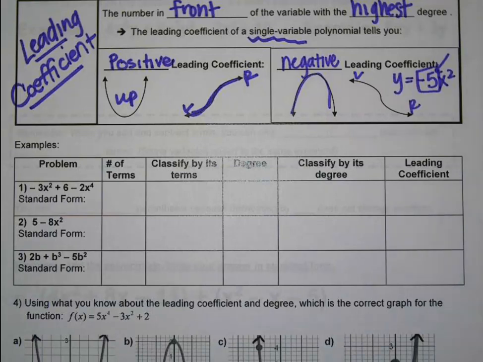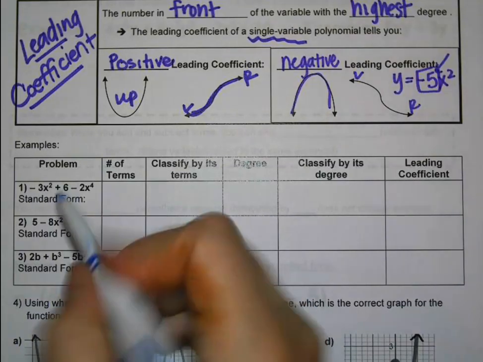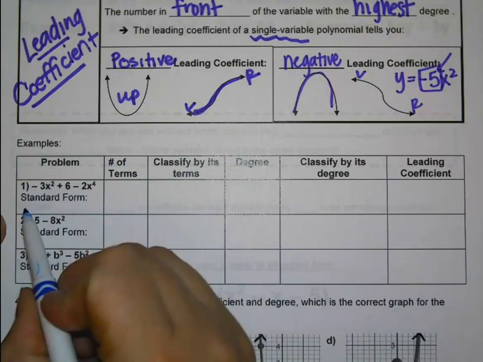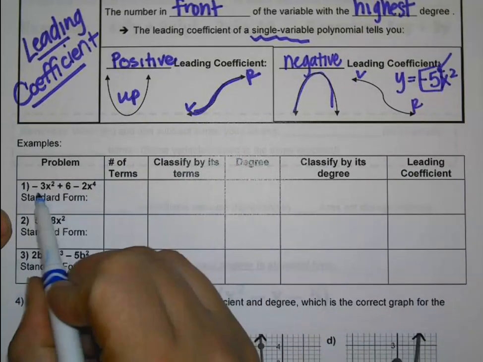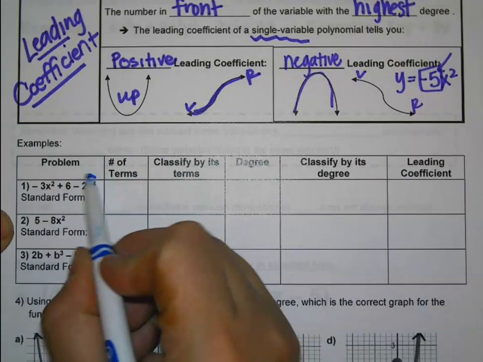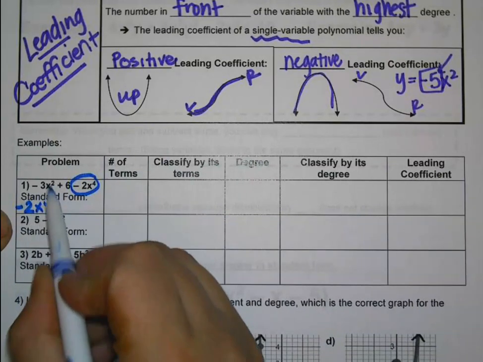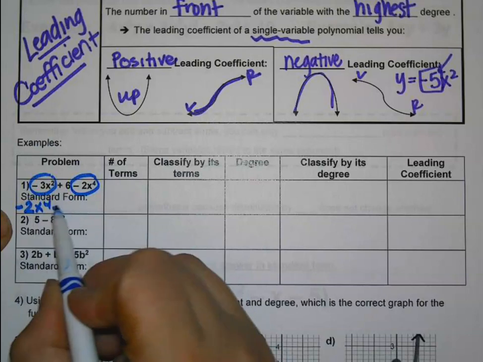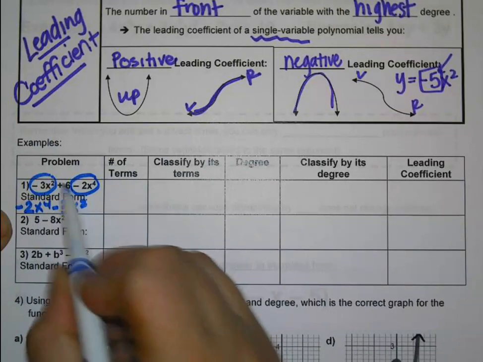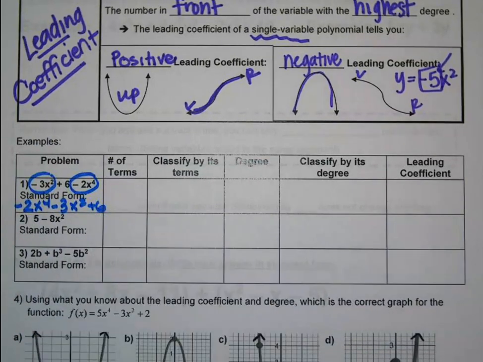Okay, so now that you've tried the problems, let's go ahead and go over them. So the first thing is it wants you to write this in standard form. So I'm going to take the one with the highest exponent. That goes first. Then the negative 3x squared. And then the 6. Okay, so again, that's called standard form.